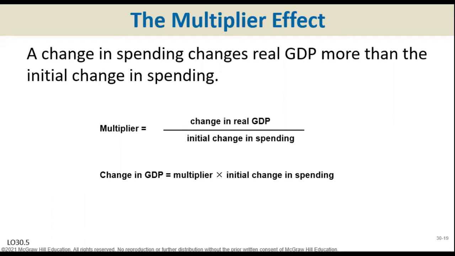Now we're going to talk about the multiplier effect. So what is a multiplier? The multiplier shows how a change in spending has a ripple effect throughout the economy. It is basically the idea that when you invest money into the economy, that money trickles out throughout the economy to generate more output, more money than the initial investment.